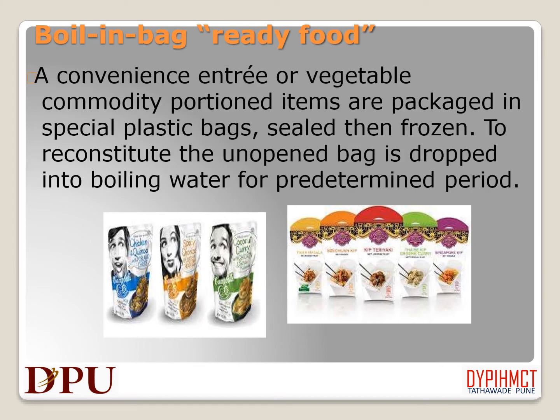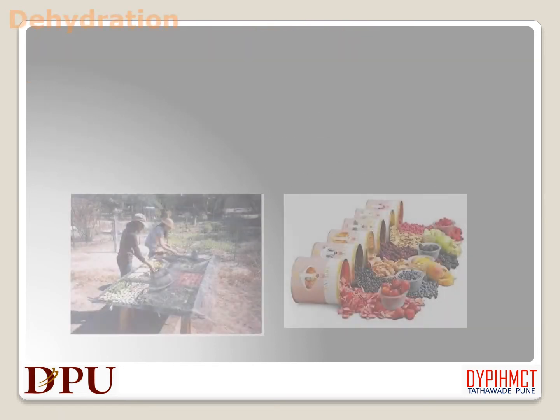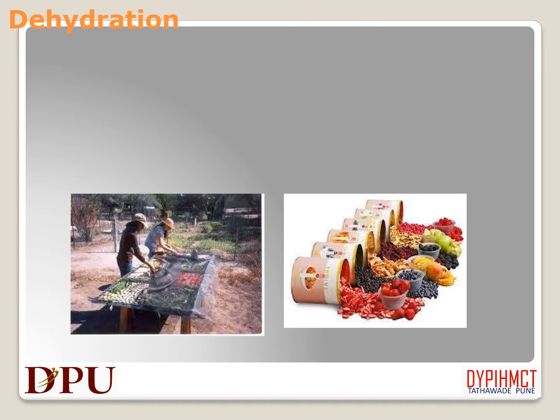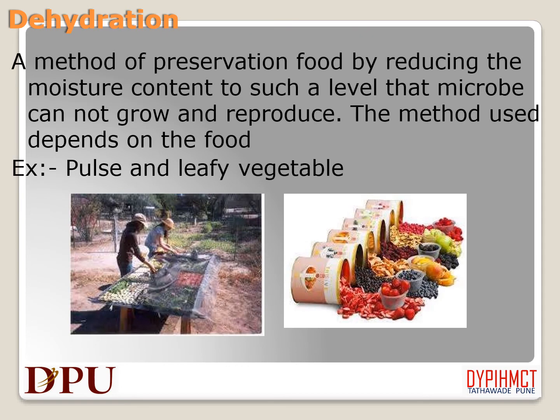In this slide we will discuss the boil in the bag process. A convenience entree or vegetable commodity, portioned items are packaged in special plastic bags, sealed, then frozen. To reconstitute, the unopened bag is dropped into boiling water for a predetermined period. In this slide we will discuss the dehydration process. A method of preserving food by reducing the moisture content to such a level that microbes cannot grow and reproduce. The method used depends on the food. For example, pulses and leafy vegetables.